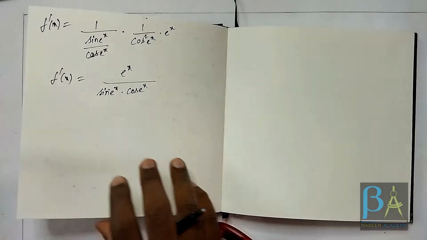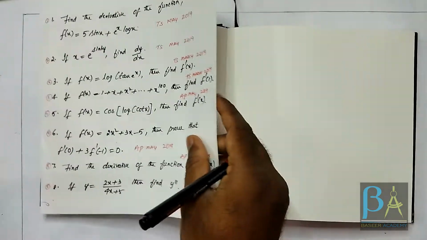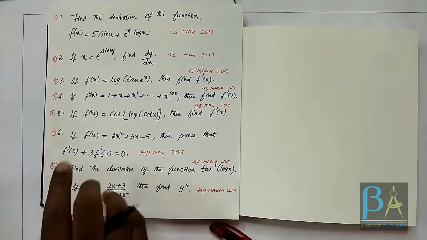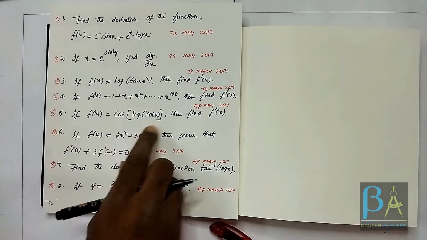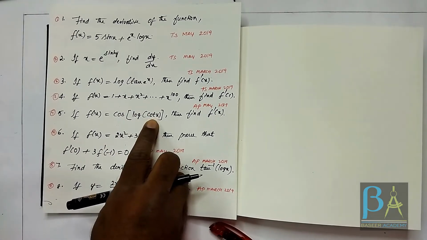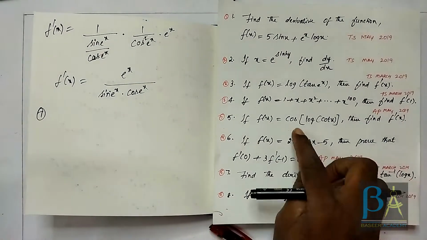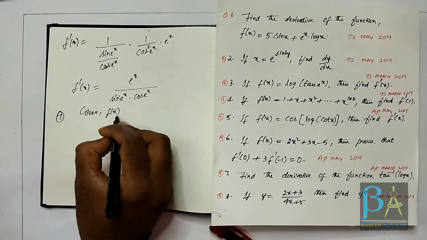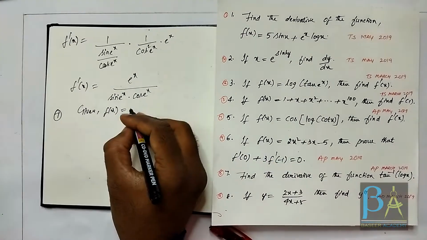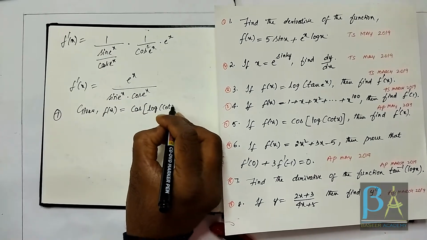Now let's move on to the next question here. Question number 7, let's do this. If f of x is equal to cos of log of cot x, then find f dash of x. Let me first write the function that is given to us. It says f of x is equal to cos log cot x.